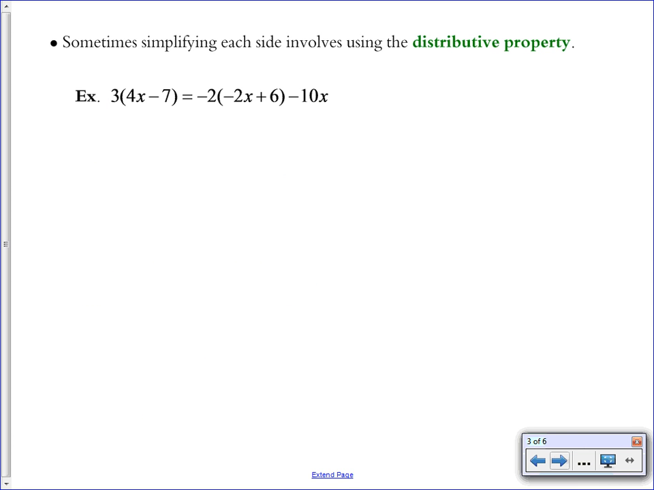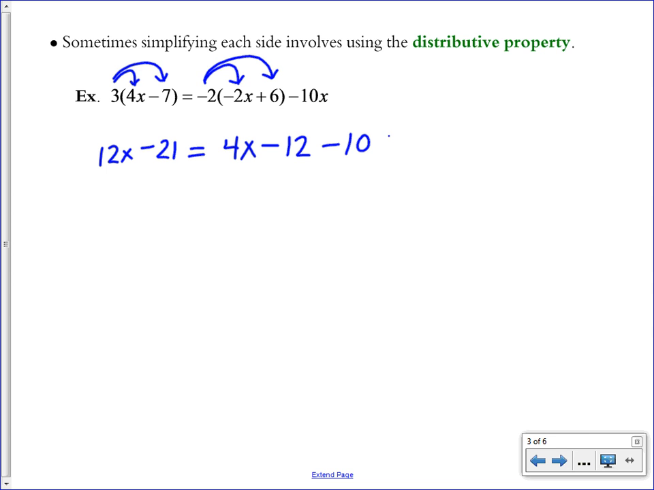Sometimes simplifying each side involves using the distributive property or distribution. So just on the left side of this equation, I can simplify by distributing that 3. 3 times 4x is 12x. 3 times negative 7 is negative 21. On the right side, I'm going to simplify by distributing this negative 2. Negative 2 times negative 2x is positive 4x. Negative 2 times a positive 6 is minus 12.